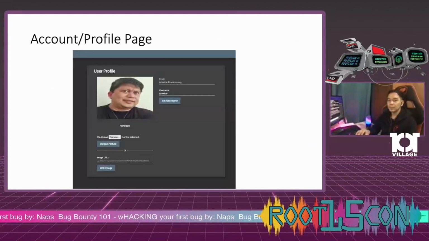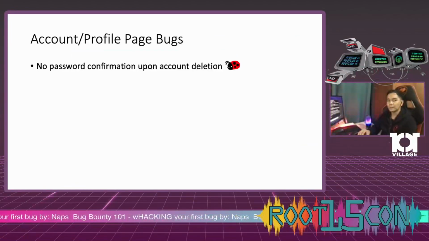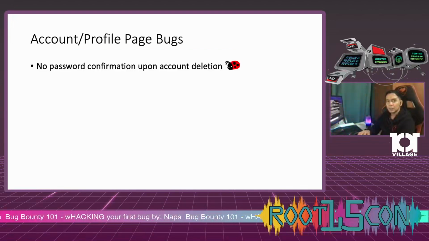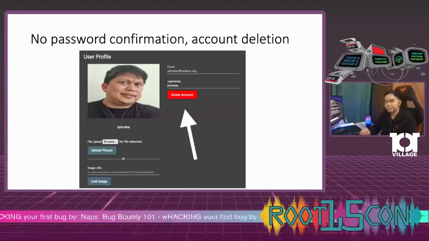All right, let's move on to other bugs, which are on the account or profile page. What kind of bugs can you find on this page? This one is no password confirmation upon account deletion. In some cases the application's profile page does not ask for a password confirmation before account deletion, and you can report that kind of bug. In Facebook, whenever we delete our account, I think there's a password confirmation. So if you can delete your account without a password confirmation, that's a bug.